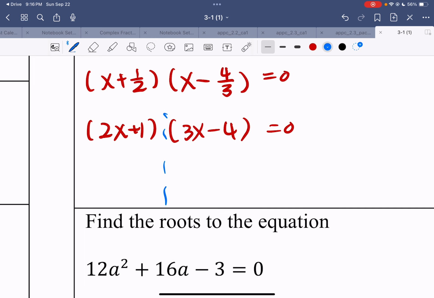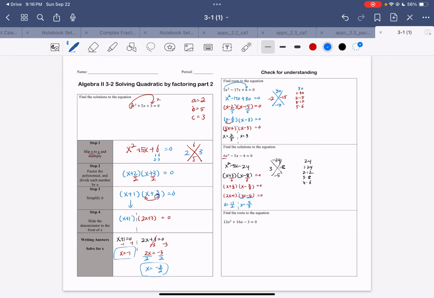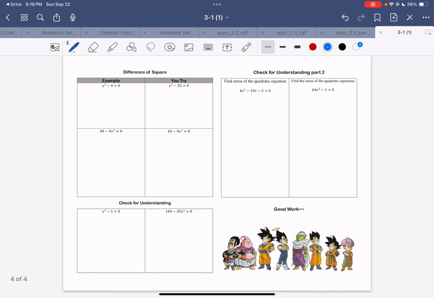If you want to find the solution, simple. X equals opposite of positive 1 is negative 1 over 2. Opposite of negative 4 is positive 4. And divide by this. That's it. So I believe that was easy. You can try this question by yourself. And on this page, you can try this one, okay?